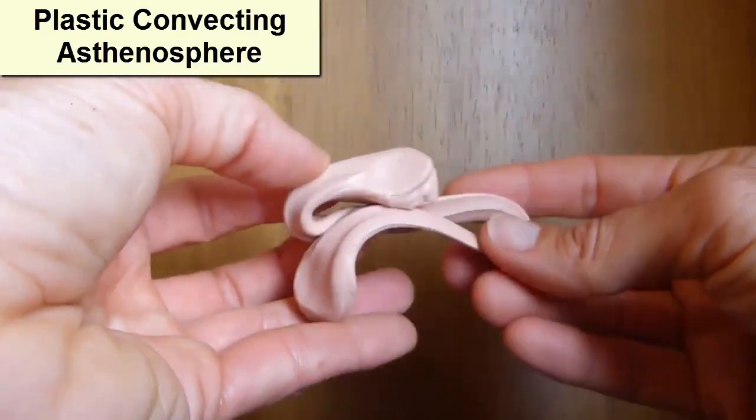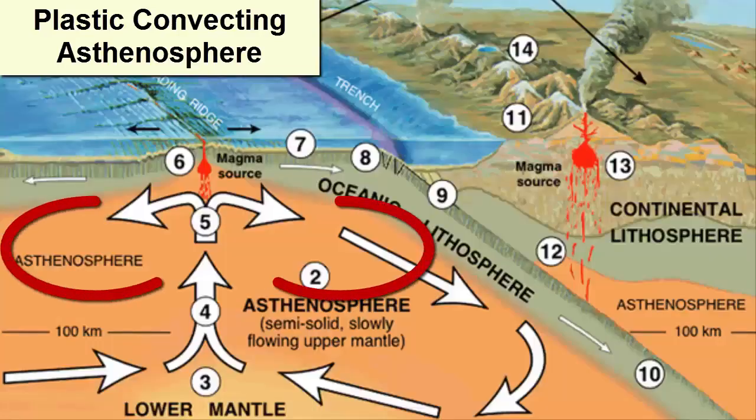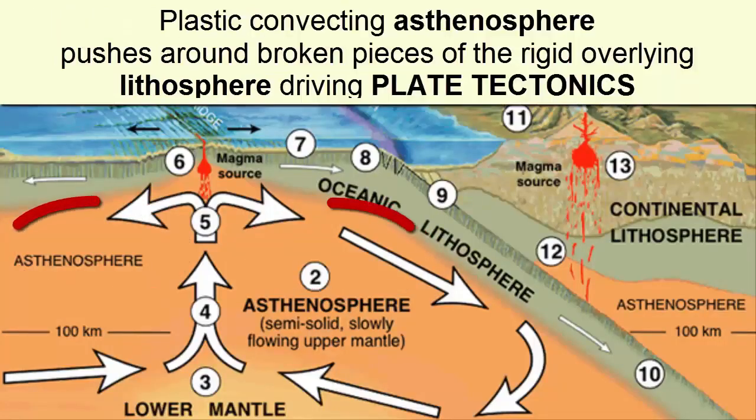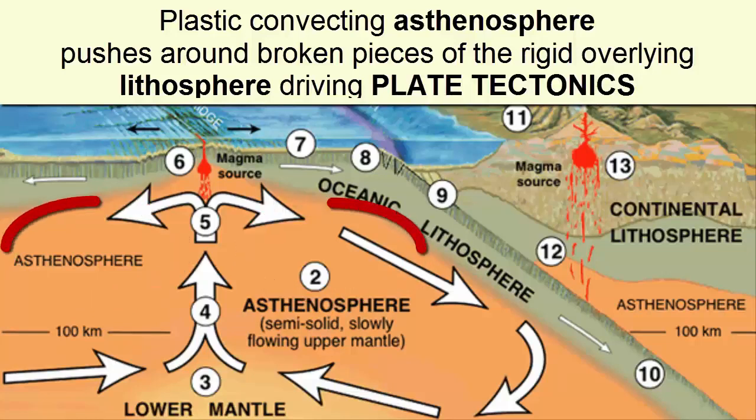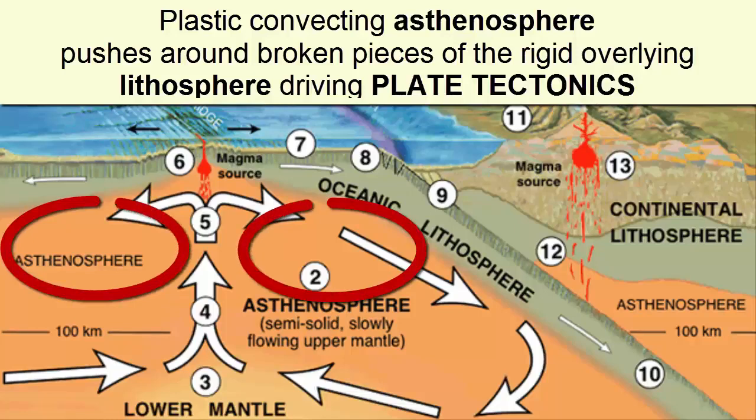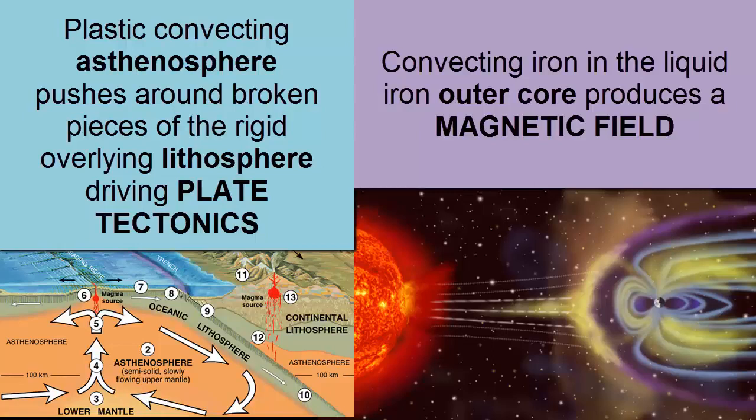Thus, it can convect. And convection of this slow-flowing plastic asthenosphere causes the more rigid section of Earth that sits above it, called the lithosphere, to break into pieces, which we call plates. These plates are pushed around by the convection currents underneath them and produce a surface-altering process known as plate tectonics. We'll address both these processes, the magnetic field and plate tectonics, in future video tutorials.